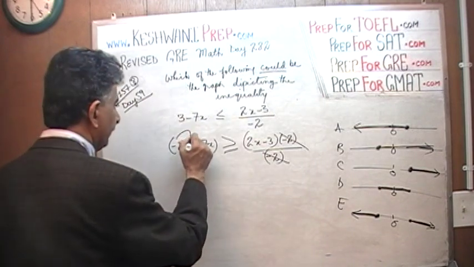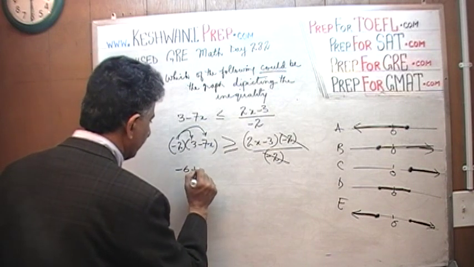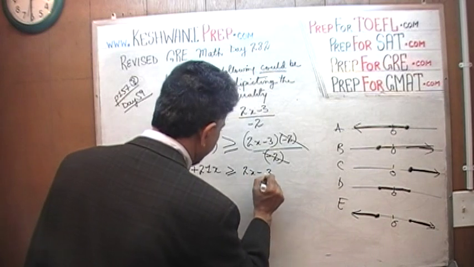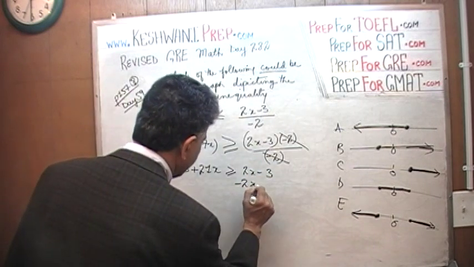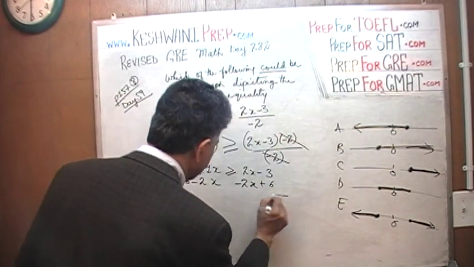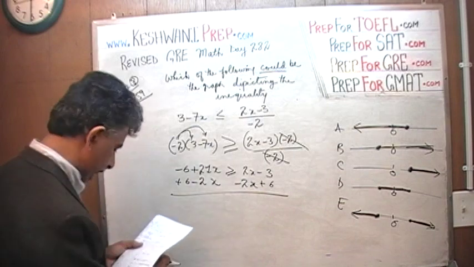Now we multiply here, we get negative 6. Negative 3 times negative 7, we're going to get positive 21x, is greater than or equal to 2x minus 3. Subtract 2x from both sides. Add 6 to both sides. And we end up with 19x.